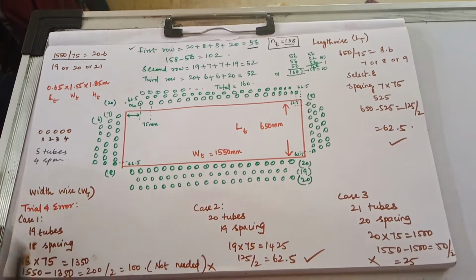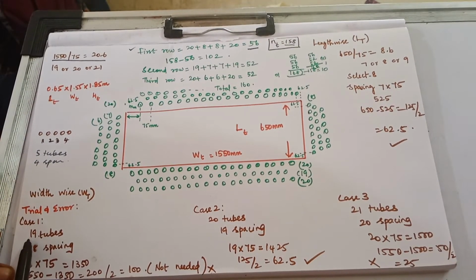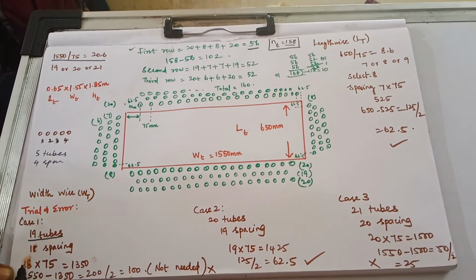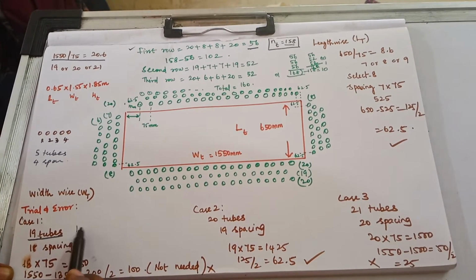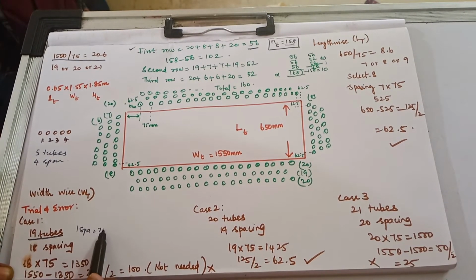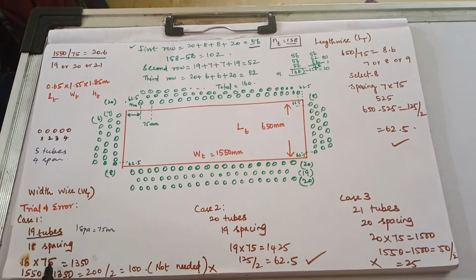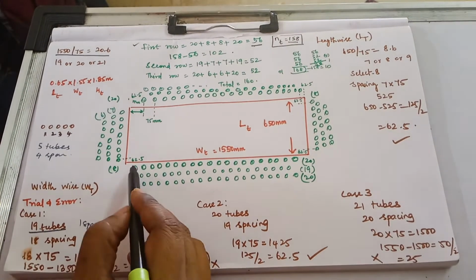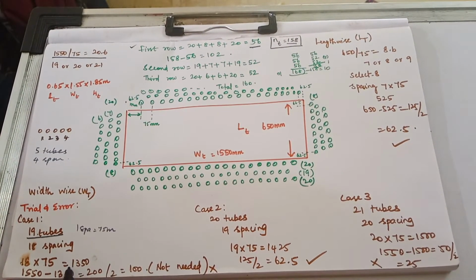Like that, I am considering the first case, 19 tubes. So 19 tubes means 18 spacings. 18 spacings means the distance is 18 multiplied by 75, because one spacing is equal to 75 mm. So 18 multiplied by 75 is 1350. If you are placing 19 tubes, it occupies a space of 1350 mm.